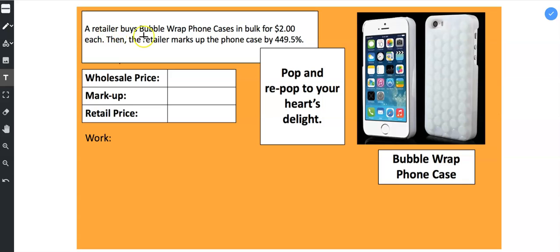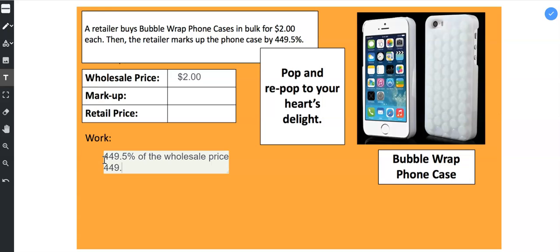So this retailer buys bubble wrap phone cases for $2 each. So that's the wholesale price. They get this cheaper price because this company buys in bulk. They buy a ton of these, so they get a cheaper price. Then the retailer marks it up so they make a profit. So they mark it up by 449.5% of the wholesale price.